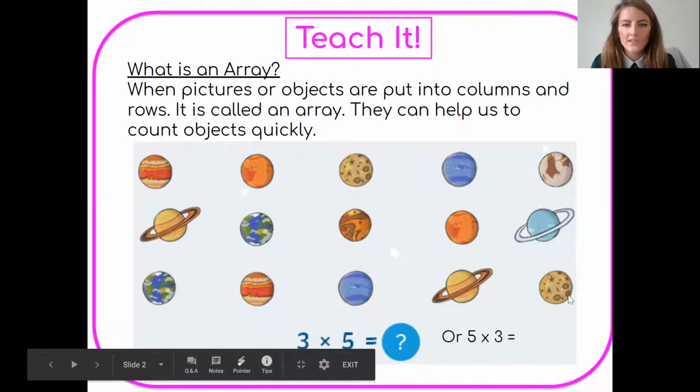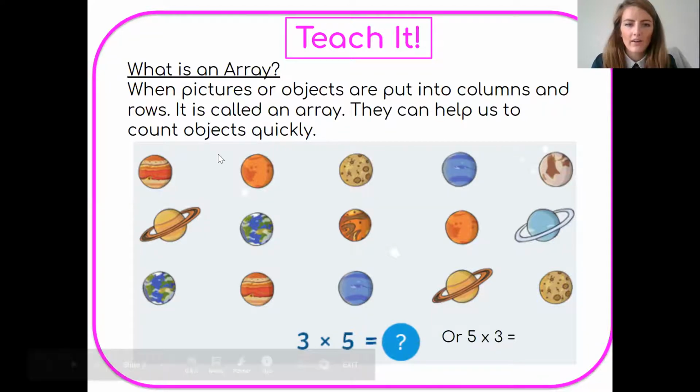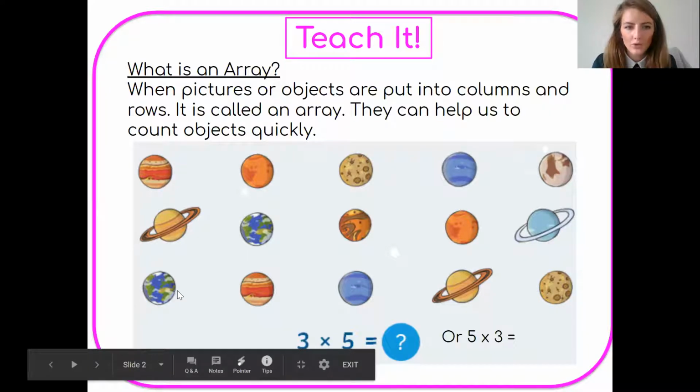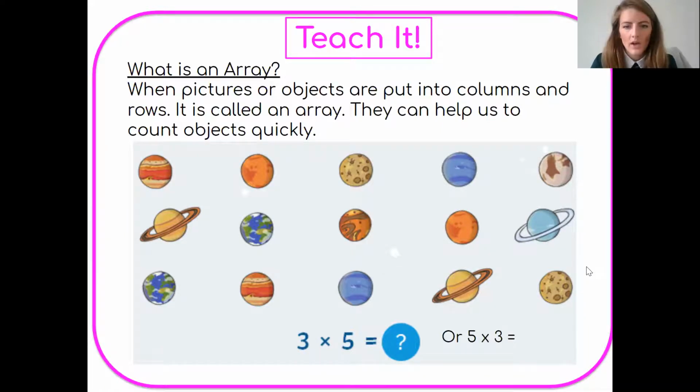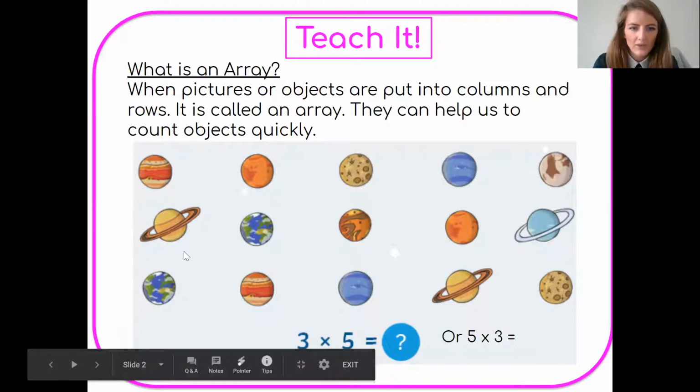Now you can also say there are 5 equal groups with 3 in each group as well. So there are 2 multiplication statements. Do they give the same answer? Yes, they do. If we were to count up in threes, it'd be 3, 6, 9, 12, and the last group of 3, 15.